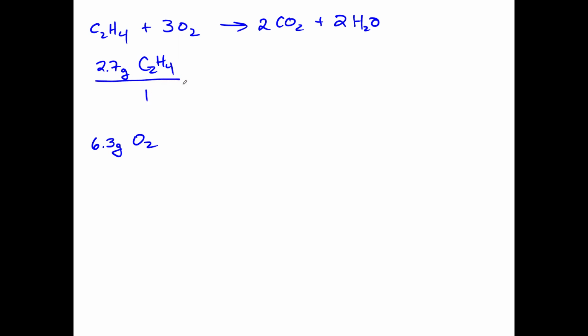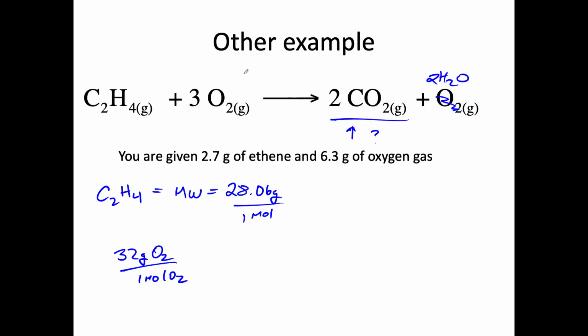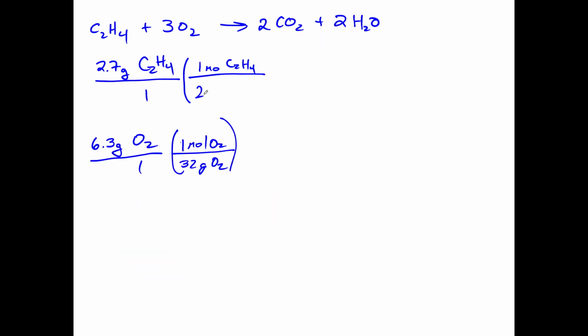So we do the same thing as last time. And this time we change to moles. So 1 mole of O2 gives me 32 grams of O2. And up here we had 1 mole of C2H4. And that's going to give me 28.06 grams of C2H4.